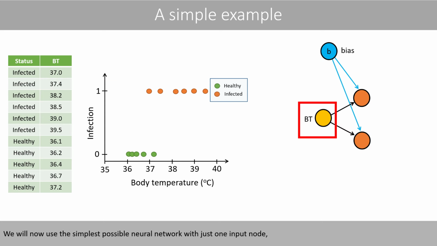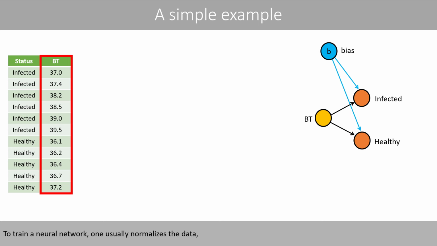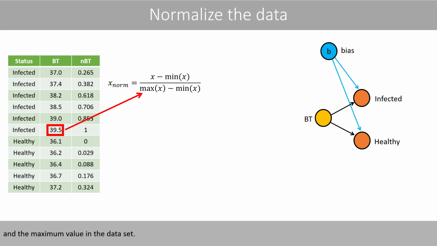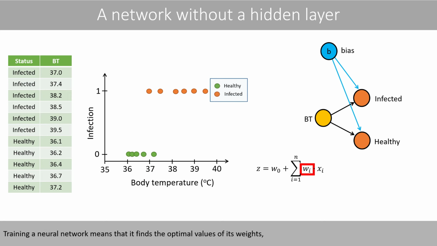Note that this network does not include any hidden layer. To train a neural network, one usually first normalizes the data, by for example using the min-max normalization. This is the normalized data that will be used as input values in the input node. For example, this normalized value has been computed based on the original value, the minimum value, and the maximum value in a dataset. Training a neural network means that it finds the optimal values of its weights that are multiplied with the input nodes. The network also finds the optimal value for the so-called bias weight.